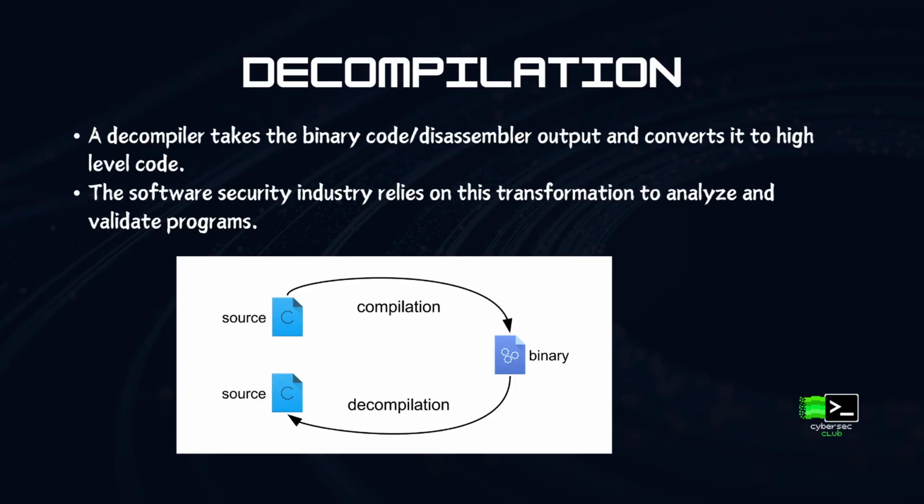Yeah. And now decompilation. So now we have the assembly code, and for a decompiler, it need not be that disassembly has to be done directly. I think it will do disassembly during the process. But anyway, it will take the binary code or the disassembler output and convert it to high level code. That is basically decompilation.